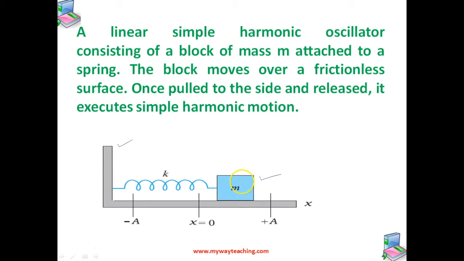If the block is pulled to one side and released, it then executes a to and fro motion about a mean position, isn't it? If it is pulled at one side and suddenly released, then it executes to and fro motion. So let x equal to 0 indicate the position of the center of the block when the spring is in equilibrium. The positions marked as minus A and plus A indicate the maximum displacements to the left and right of the mean position.